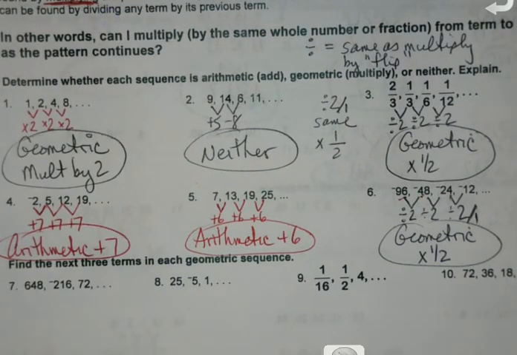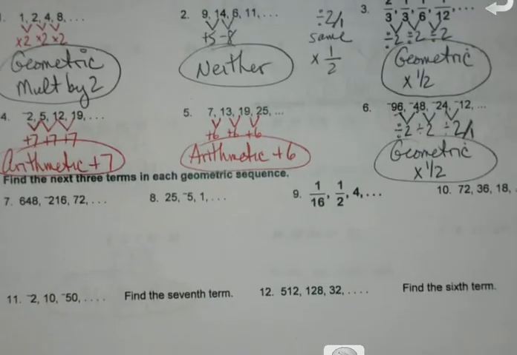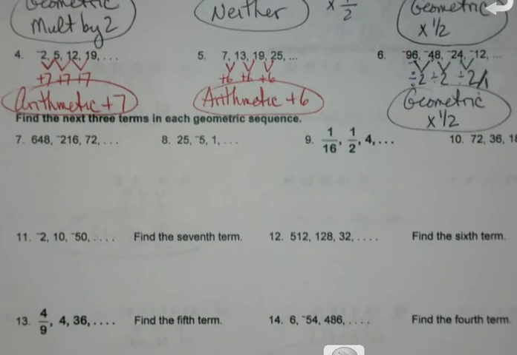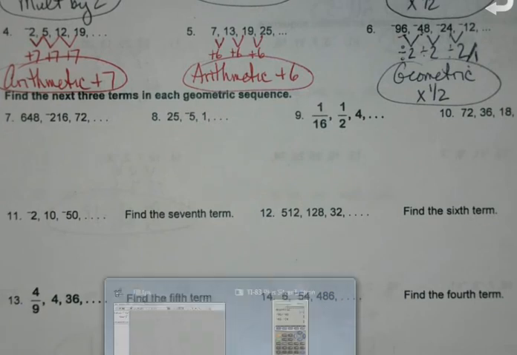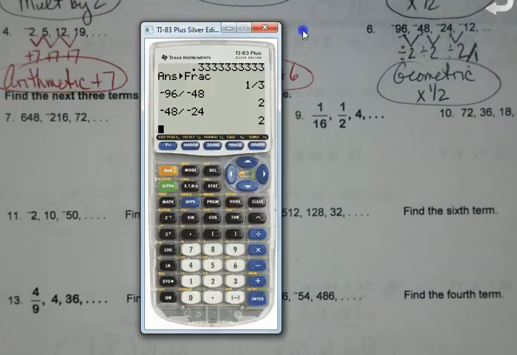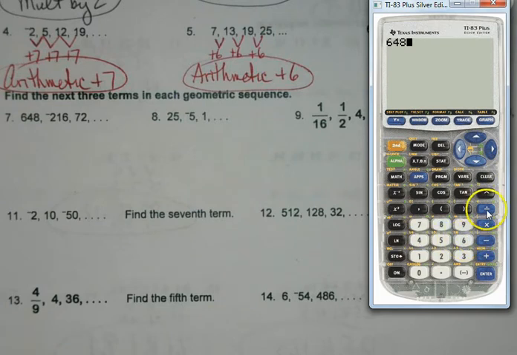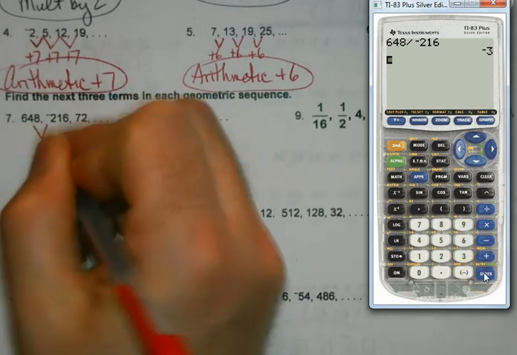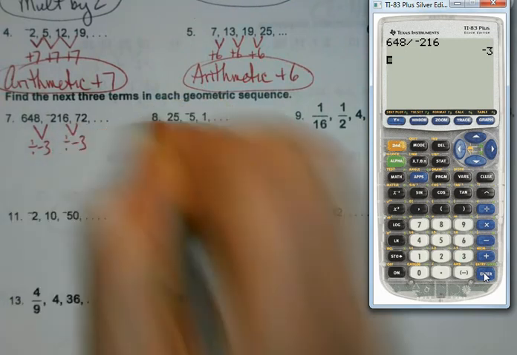So let me get this back out of the way. Let's find a couple of interesting ones here. All right, number 7. Those don't look far enough apart to be arithmetic. Oh, but they all say geometric anyway, so never mind. I don't have to worry about that. Okay, if I'm not sure about a pattern, just divide them if you know they're geometric. So 648 divided by -216 is going to be divide by -3, divide by -3.